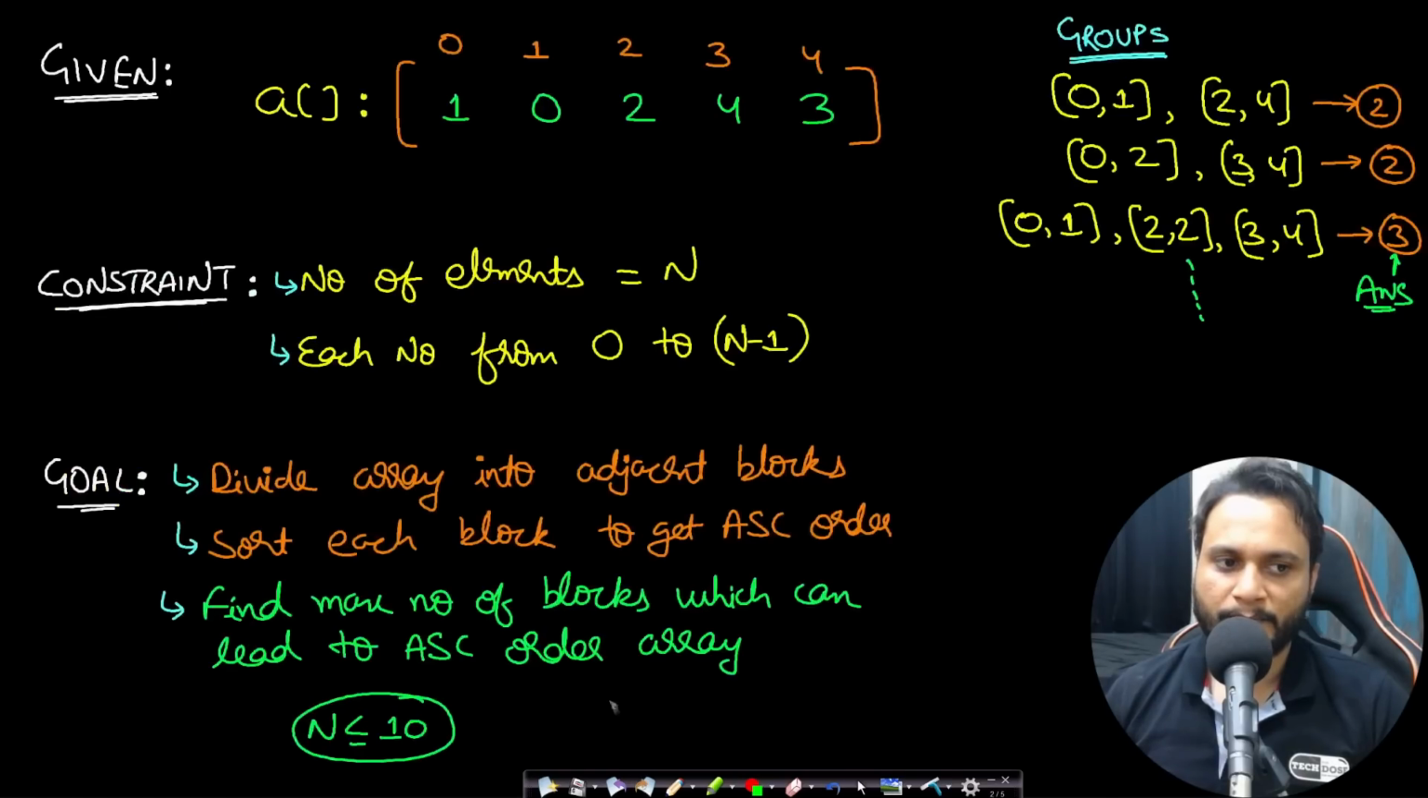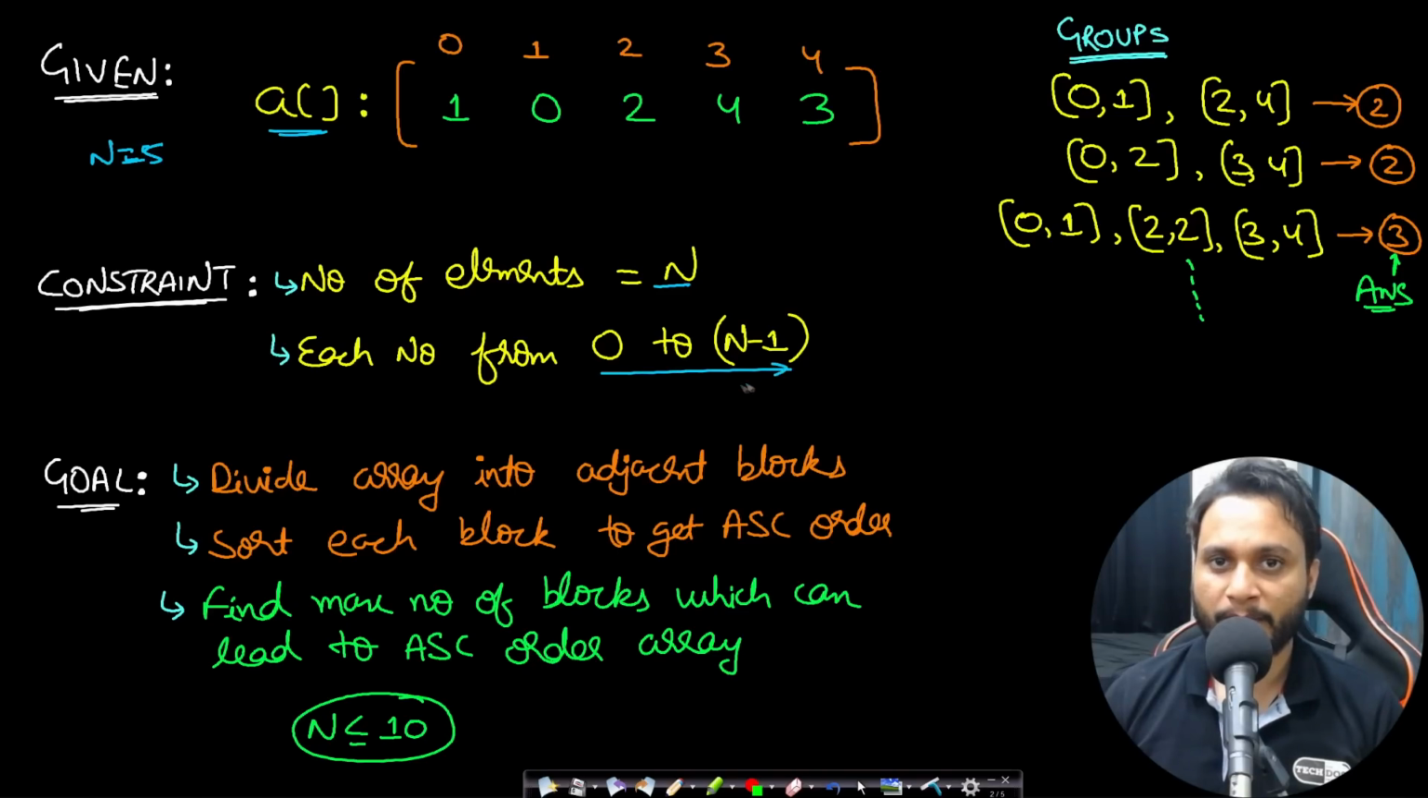So let's look at an example. In this case, let's say we have n equals 5 elements, and we have the given array. The constraint is the number of elements will be n, and each number will be in the range of 0 to n minus 1. Our goal is to divide the array into adjacent blocks and sort each of the blocks to get the ascending order, and we need to find the maximum number of blocks which can lead to the ascending order array, and the n value is always less than or equal to 10.